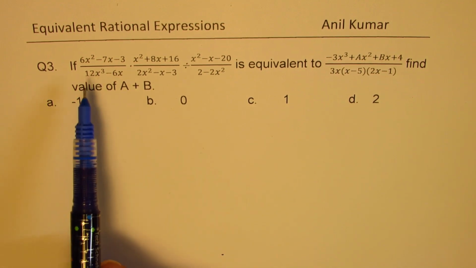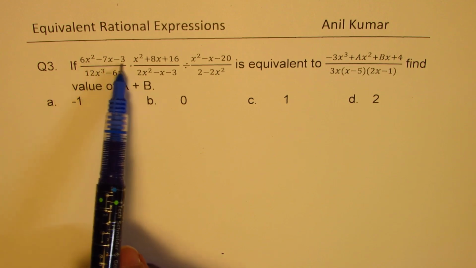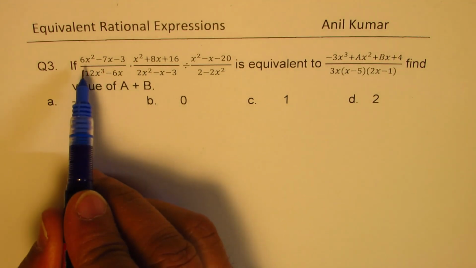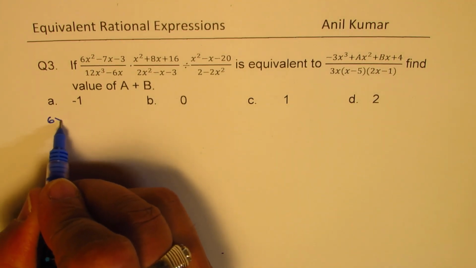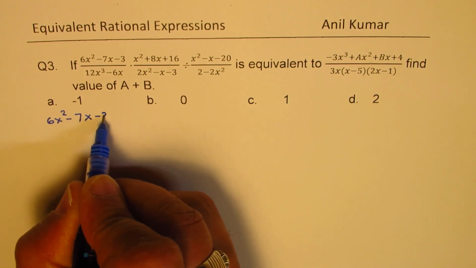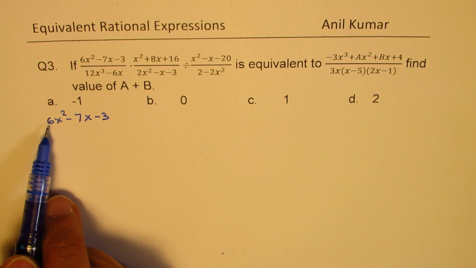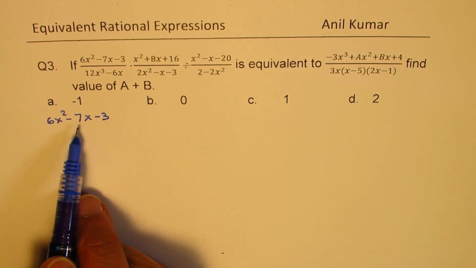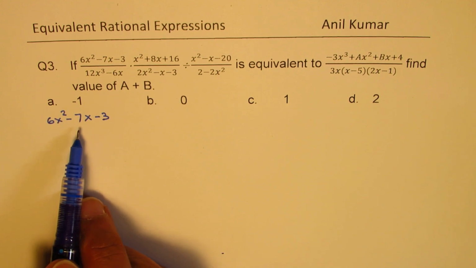So what we'll do now here is we'll factor each trinomial separately. So the first one here is 6x squared minus 7x minus 3. Right? We're looking for a product of 18 and sum of 7. Now to get product of 18 and sum of 7, it could be 9 and 2, right?